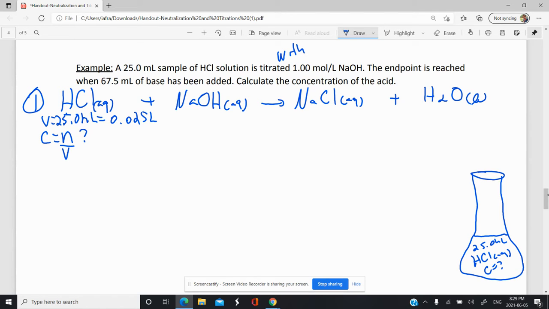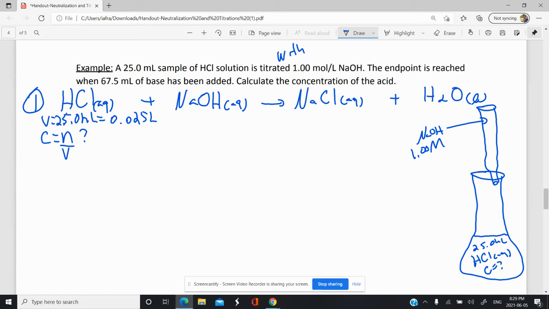C is equal to n over V. We just need the number of moles, and we don't have it yet. But we did an experiment. We took some NaOH. We knew some information about it. We put it in a burette over here. So we had some NaOH. Its concentration was 1.00 moles per liter.